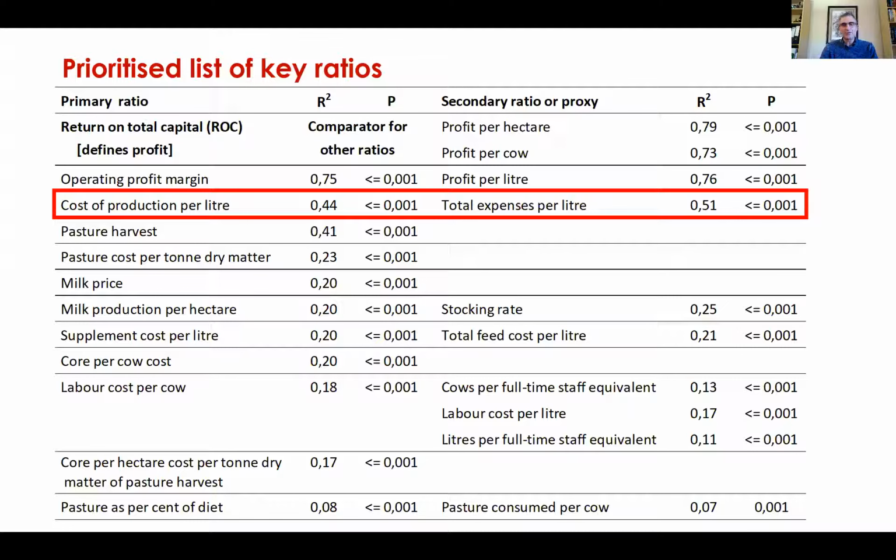Cost of production per litre and total expenses per litre are both excellent total cost measures. Cost of production is considered a more complete measure, as it includes revenue from livestock and other non-milk dairy sales, which offset the expenses associated with these non-milk sales, resulting in a more correct cost of production for milk sales. This methodology allows cost of production per litre to be directly compared to milk price, with the difference being the profit margin prior to debt servicing or other investments.